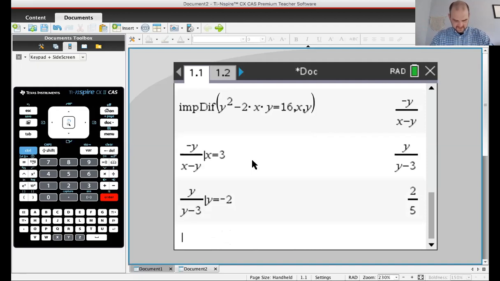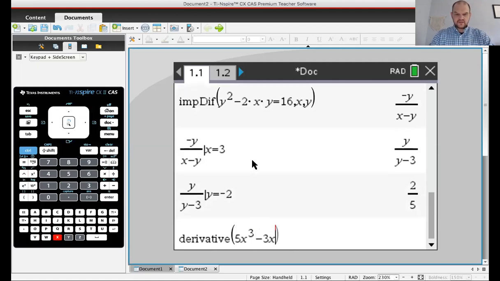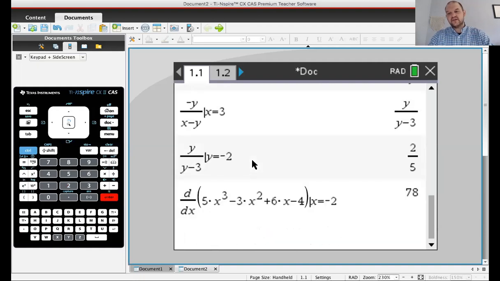The next one, instantaneous rate of change. So I need to know the derivative, for which you should use a template. 5x cubed minus 3x squared plus 6x minus 4 with respect to x. And I want to know that when x equals -2. So you should really use menu 4-2 for this. And I get 78, which is good.